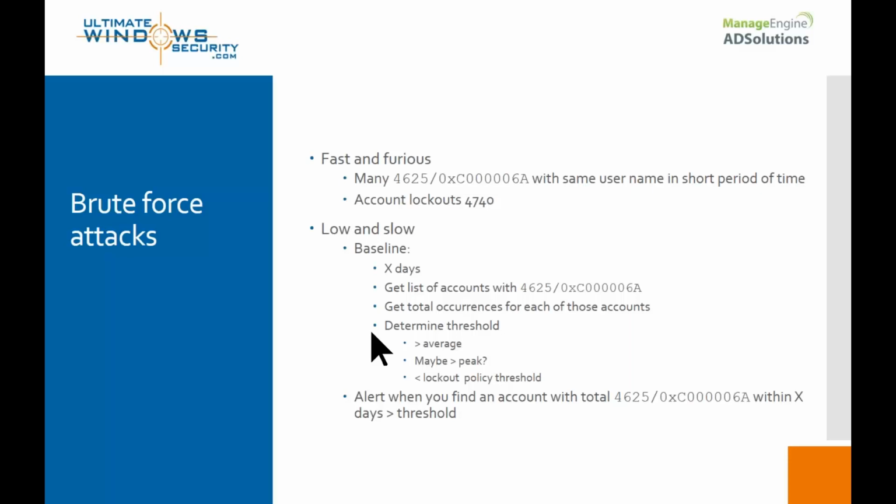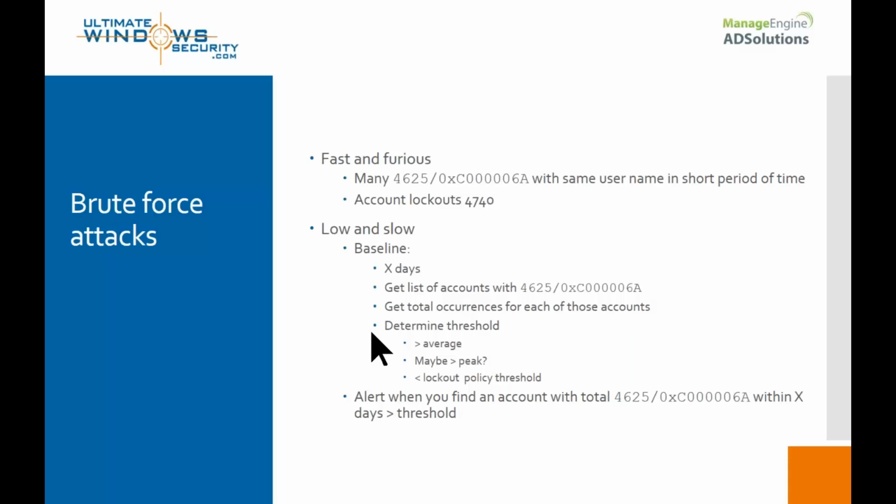More common today, if we have a determined persistent attacker, would be a low and slow attack. How do you detect this? Well, first of all, you need a baseline. You need to pick a number of days, like a week, 7 days. You'd want to get a list of all the accounts that have a 4625 6A status code within that time period. So maybe it's Tom, Dick, and Harry. Then we would want the total occurrences of 4625 6A for Tom, for Dick, and for Harry.